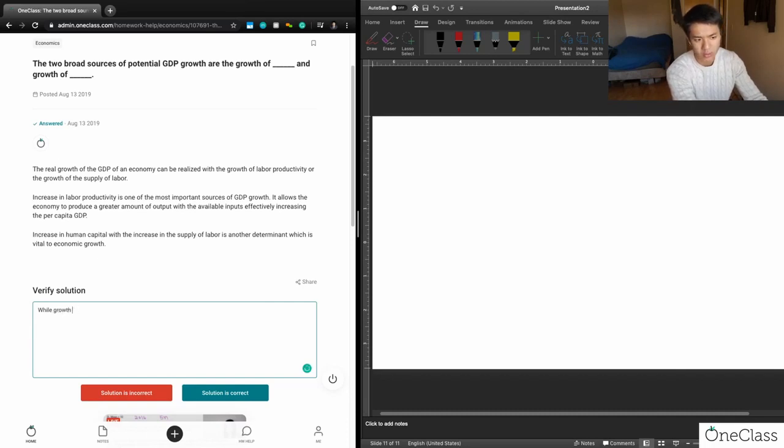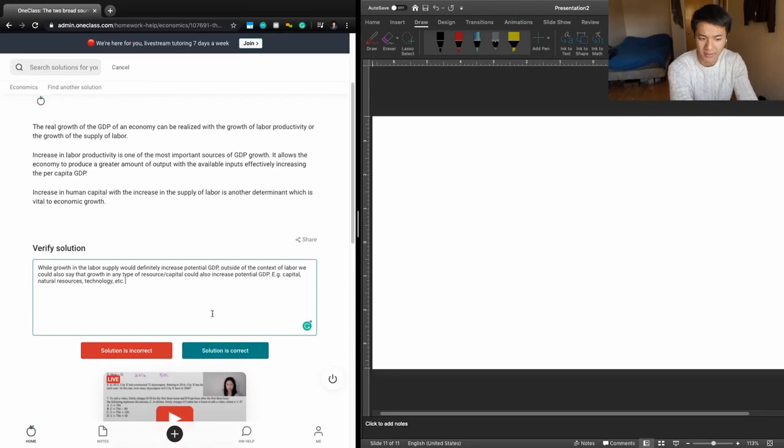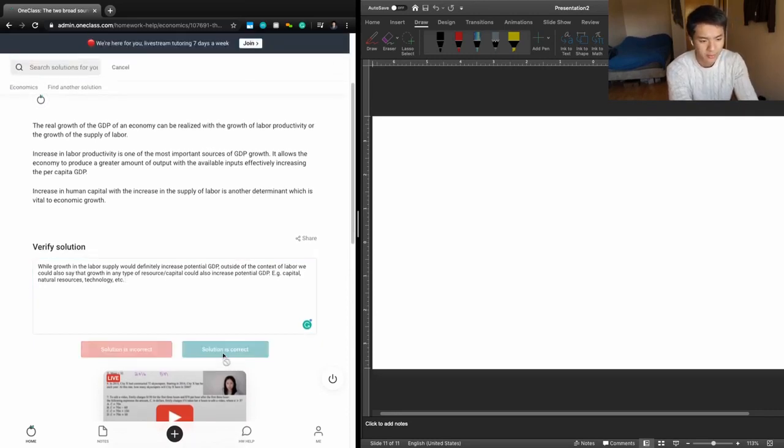While growth in the labor supply would definitely increase potential GDP, outside of the context of labor, we could also say that growth in any type of resource or capital could also increase potential GDP. So if we think about this as increases in capital, like equipment, increases in natural resources, increases in technology, etc. Right, so all those can also eventually, you can see how those would eventually increase potential GDP of an economy running at full scale.